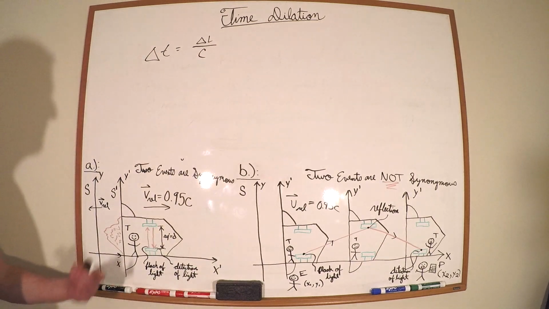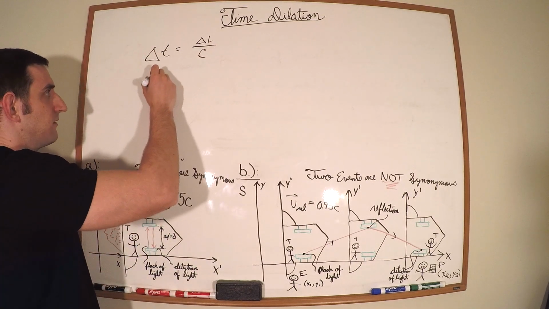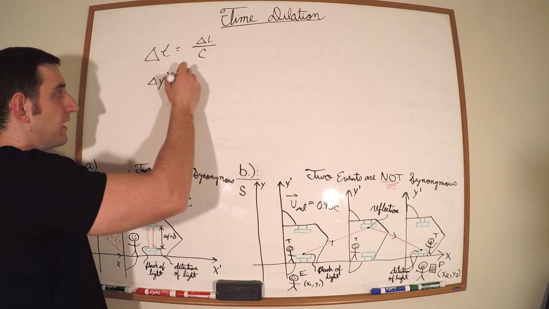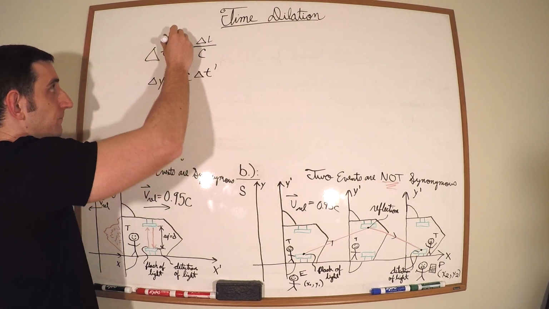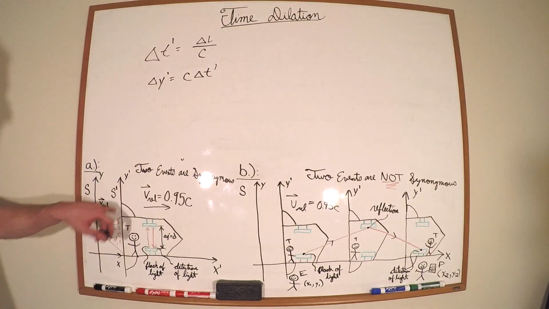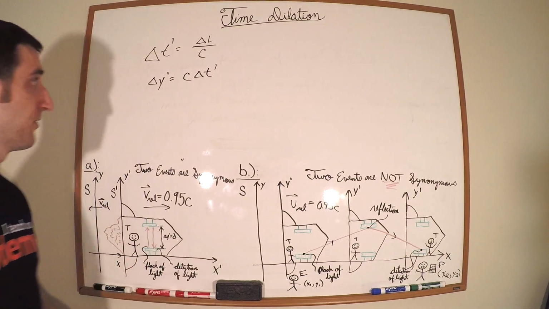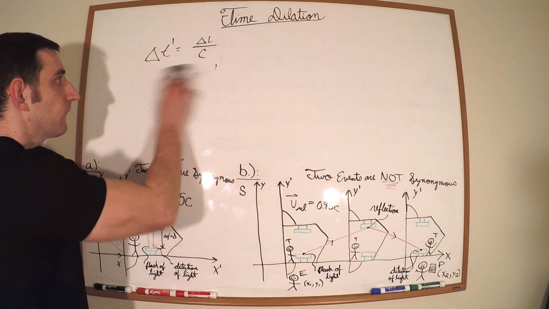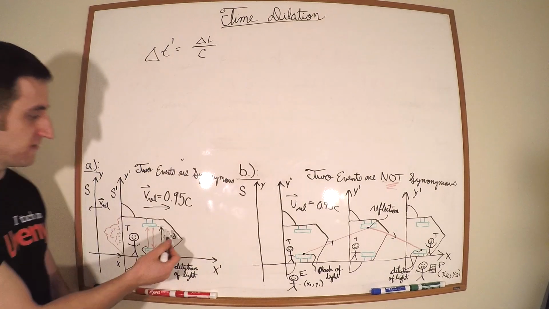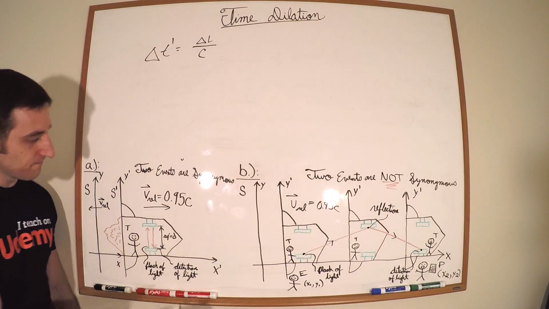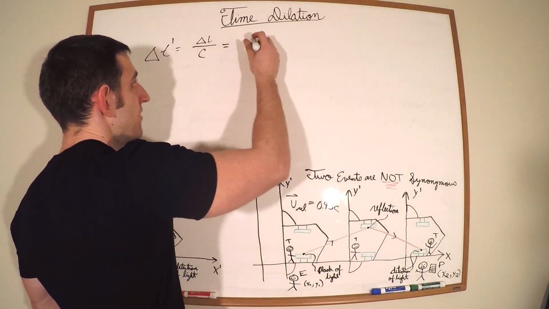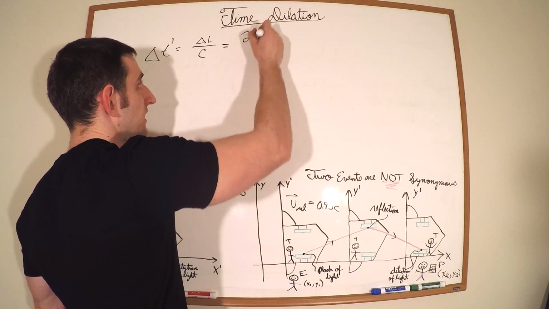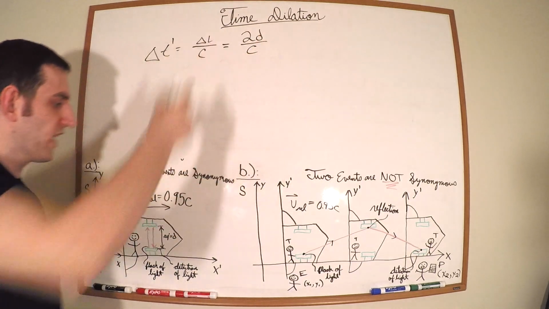Okay, so what did I do here? This is basically delta y prime is equal to c delta t prime. It's prime because we're in the moving reference frame. So if we take this and we know that d is the distance between these guys, well, this is just easy. Delta t prime is no more than 2 times d over c.